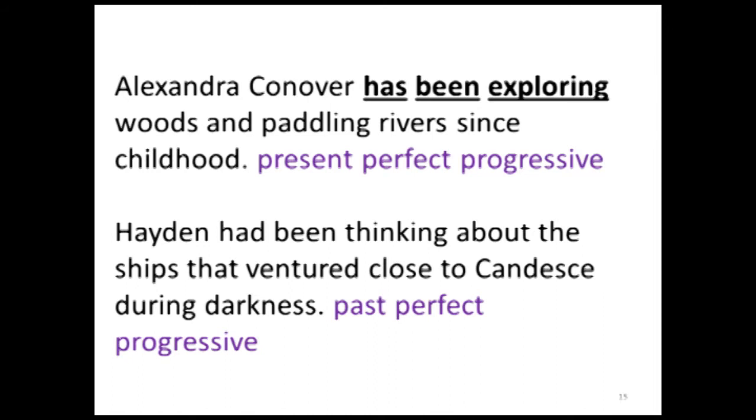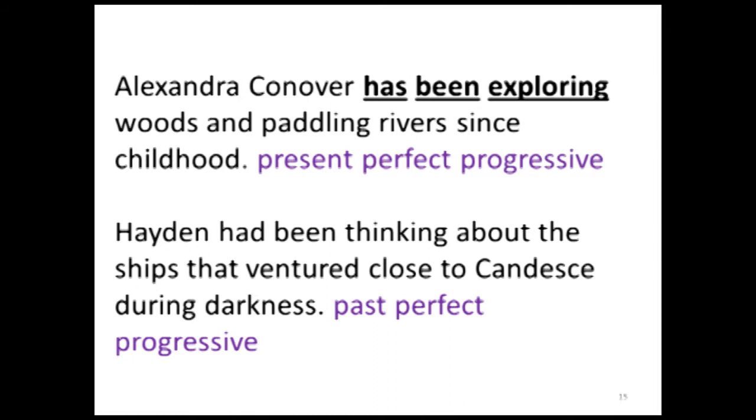If you take the second sentence, Hayden had been thinking, then what do you get? Still progressive, still perfect, now it's past. So you can get a past perfect progressive as well as a present perfect progressive. In fact, all of the logical possibilities of the intersection of these three systems occur in English. Here's a chart that shows you.